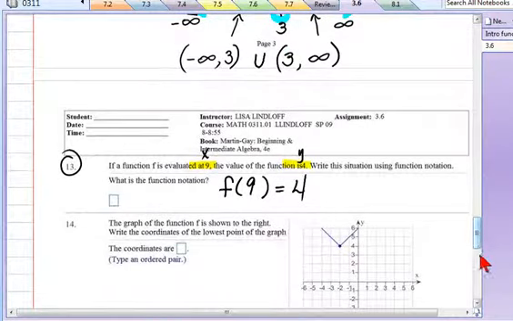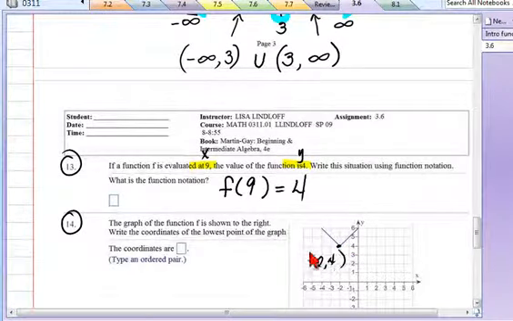Okay. Now, this next question, number 14, I honestly don't know how it really fits in. And I'm not really sure why I picked it. But I did. It says, the graph of a function is shown to the right. Write the coordinates of the lowest point of the graph. Okay, what are the coordinates of that point? Yes, -2, 4. And that's all you want, -2, 4.